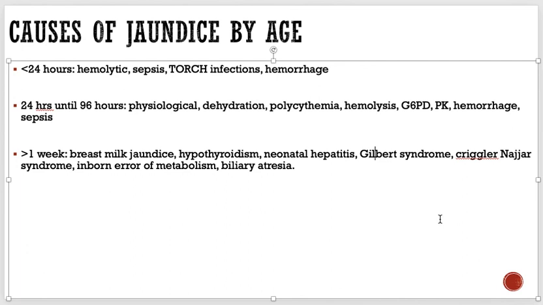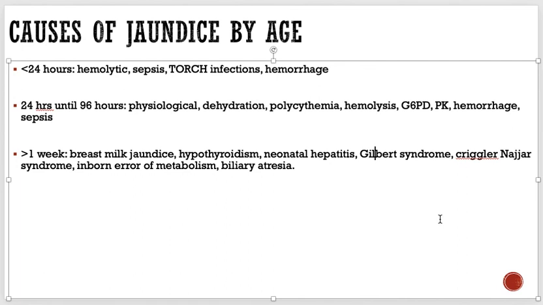Now, this is one of the things, and Rotor syndrome is another syndrome which gives conjugated hyperbilirubinemia. Okay, it is also a rare condition, but again it gives conjugated hyperbilirubinemia.